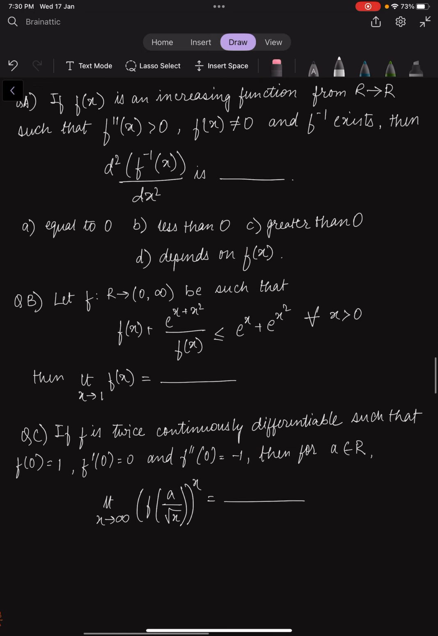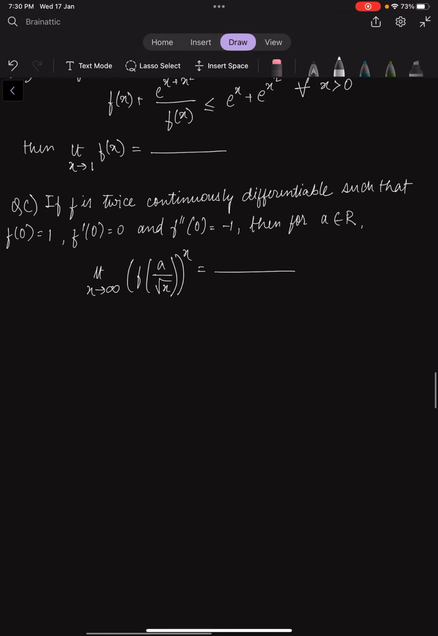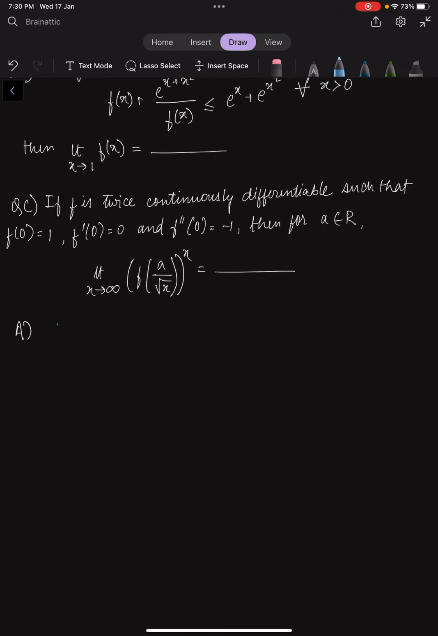So let us start solving the first question. Since f is an increasing function, f dash of x is positive and f double dash of x is positive are given.